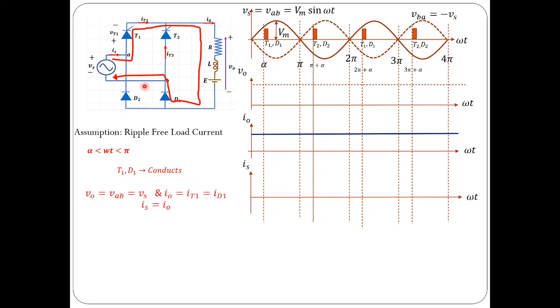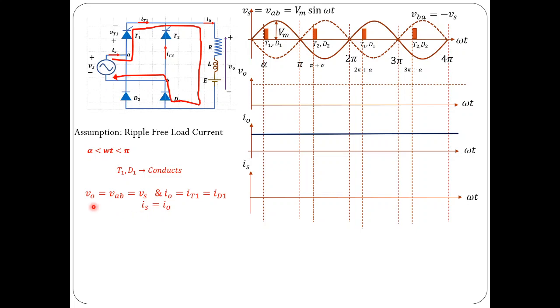During this operation V0 is going to be VAB. Apply KVL for this conducting loop, you will get V0 equal to VAB, that is equal to Vs, same as the source voltage. Coming to the output current, that is same as thyristor 1 current, which is same as diode 1 current, and I assume that the load current is ripple free, so it is more or less constant. Its average value and RMS value are equal, and the value can be obtained from the formula (V0 minus E) by R, where V0 is the average value of output voltage, E is the battery voltage, and R is the resistance present in the load.